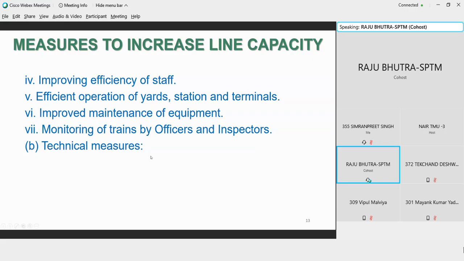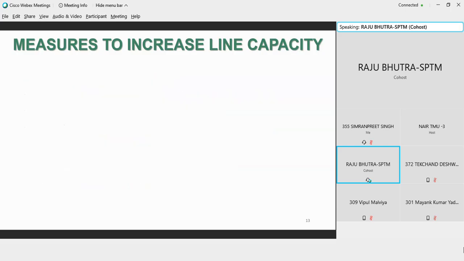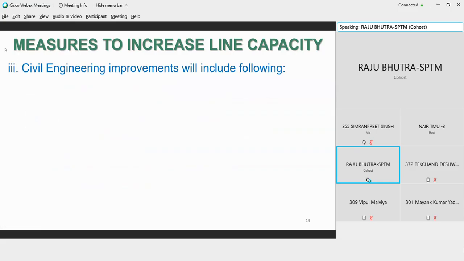Now, what are the technical measures which can be taken? First is signaling and interlocking equipment. We can improve the signaling and interlocking in such a way that our block operation time is reduced and we can increase the line capacity. Motive power improvements: locomotives may be improved, and higher hauling capacity locomotives may be used. Then there can be some civil engineering improvements, which include opening additional crossing stations that will reduce the length of the block section.